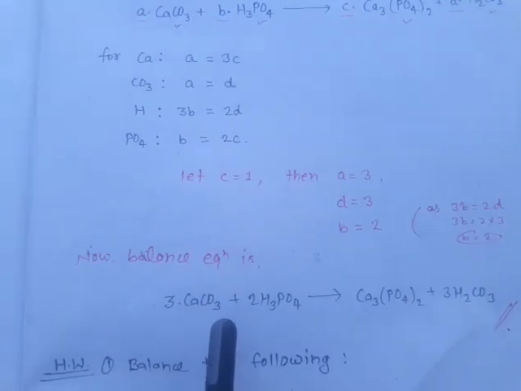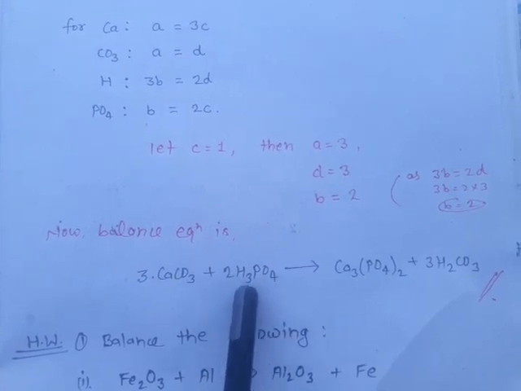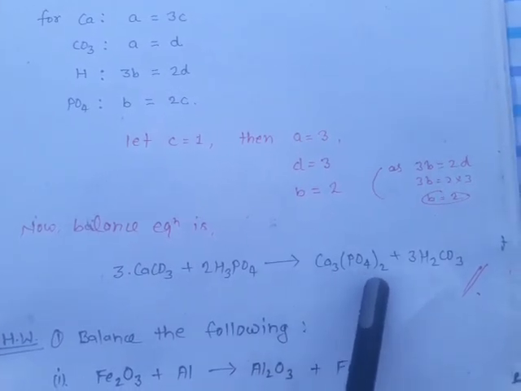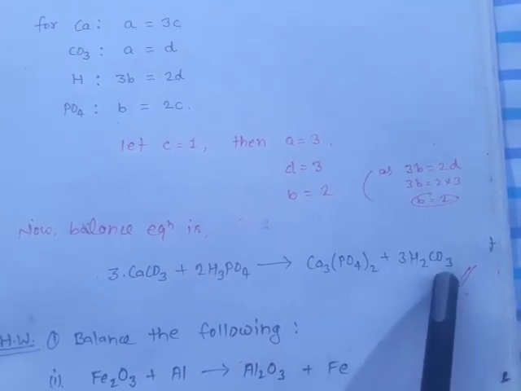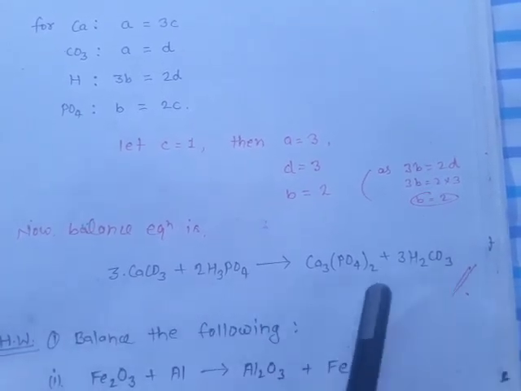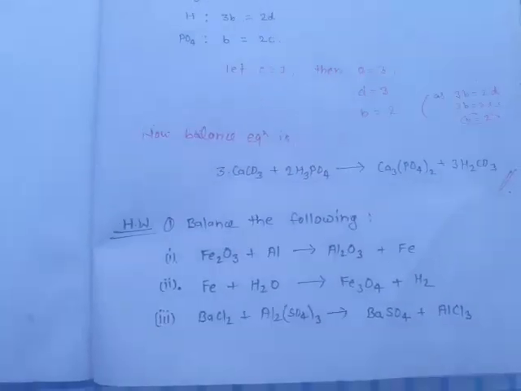Putting the values of A, B, C, D in the above equation, the balanced equation is 3 CaCO3 plus 2 H3PO4 gives 1 molecule of Ca3(PO4)2 and 3 molecules of H2CO3, and this is the balanced equation. Using this lecture, you can solve your homework.